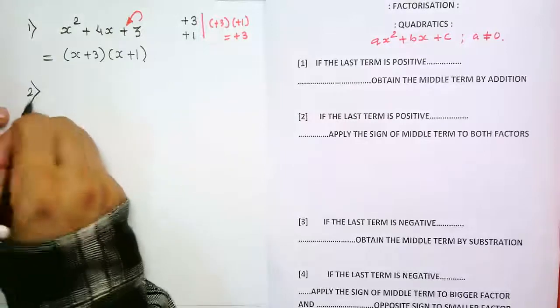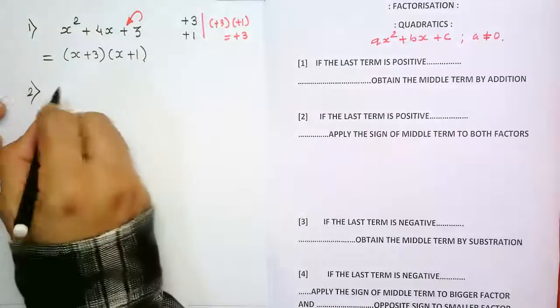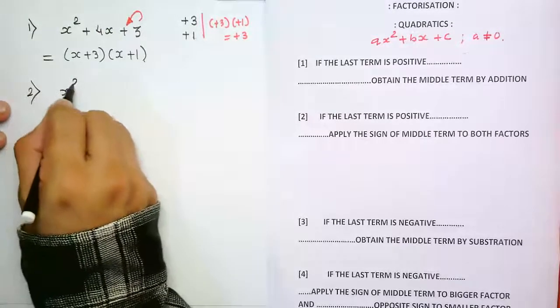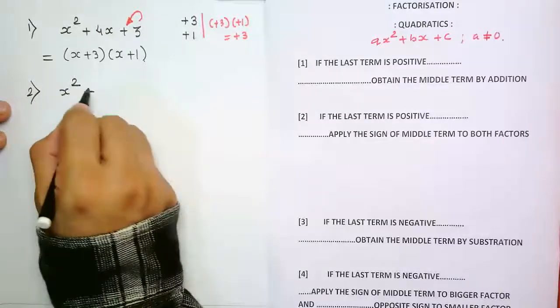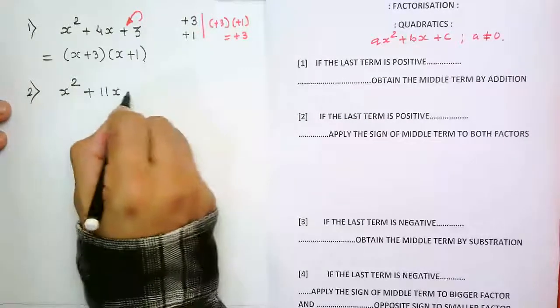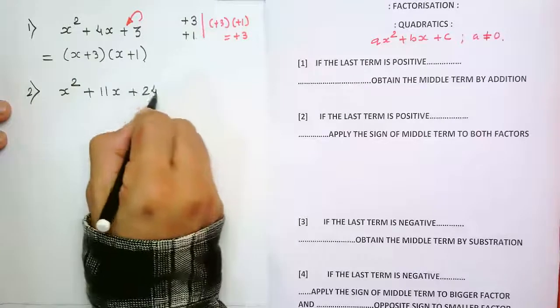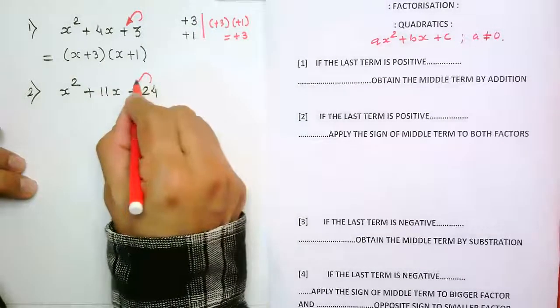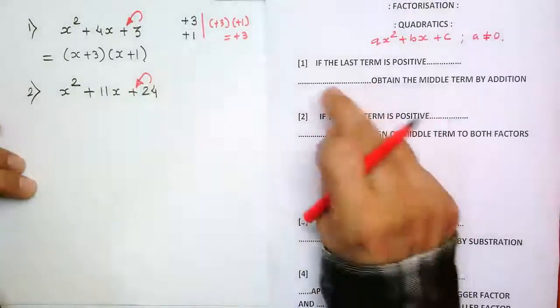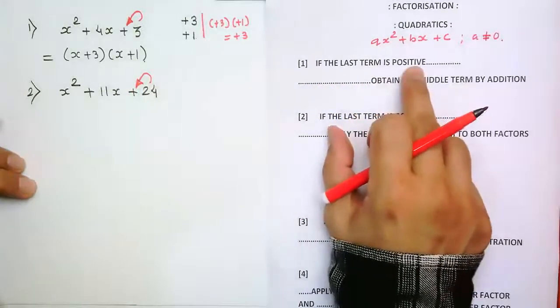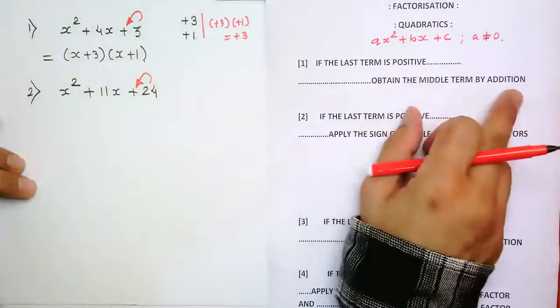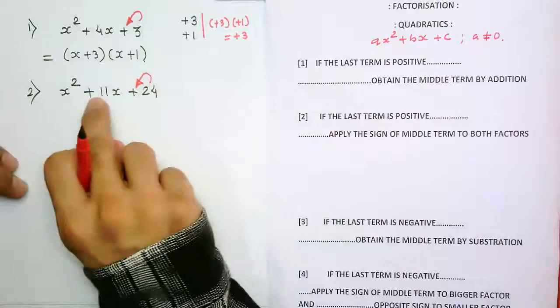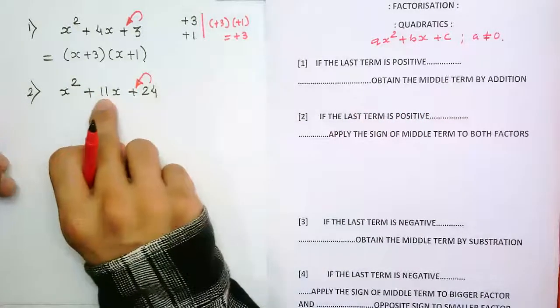Second question. x squared plus 11x plus 24. Again, I will look into the sign of the last term. If the last term is positive, obtain the middle term by addition. I have to obtain this 11 by addition.